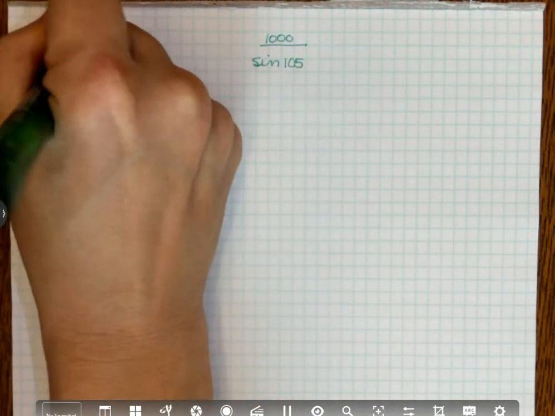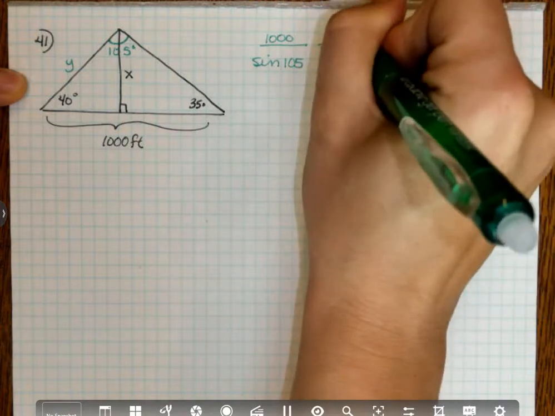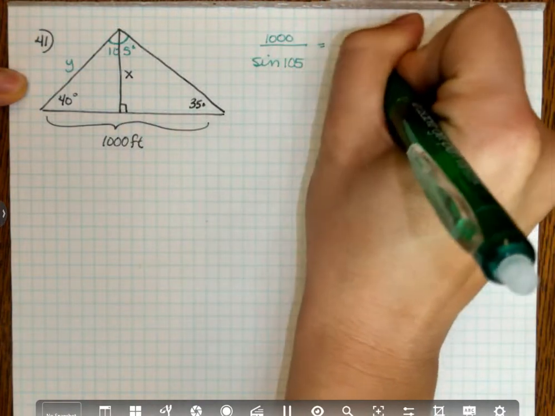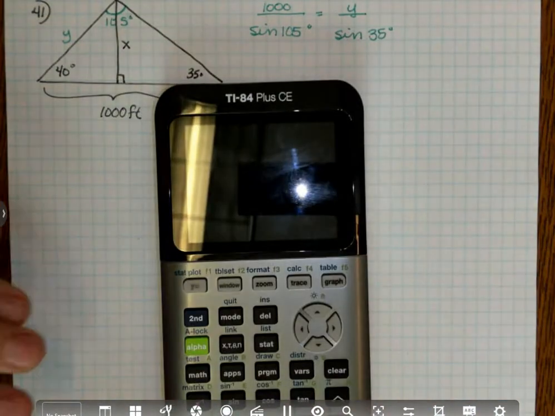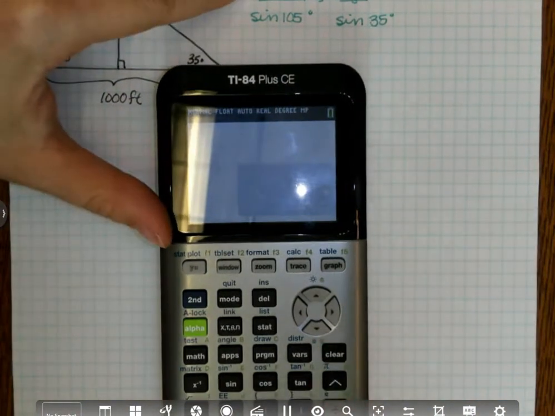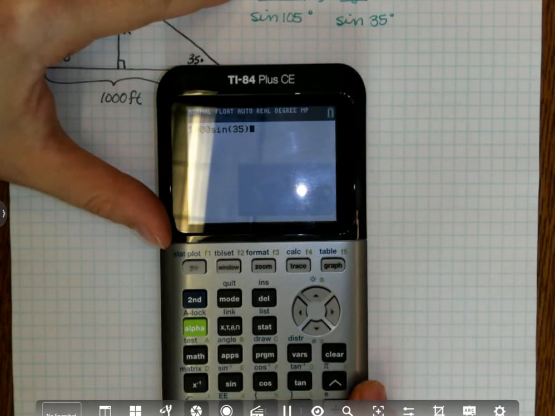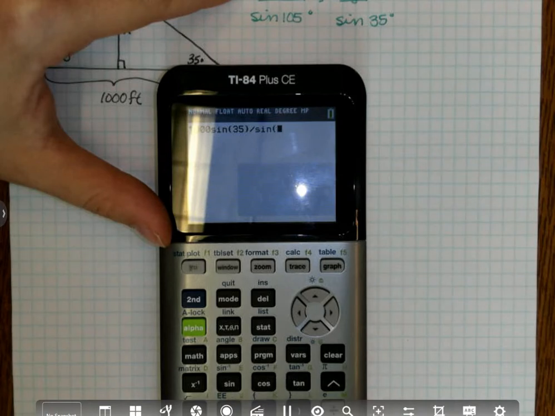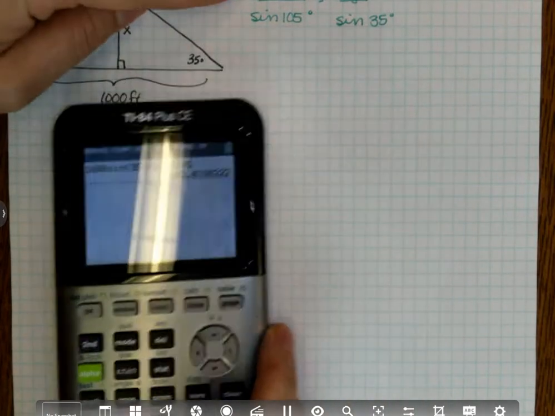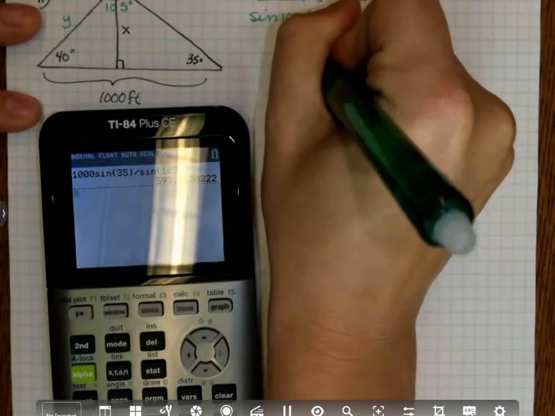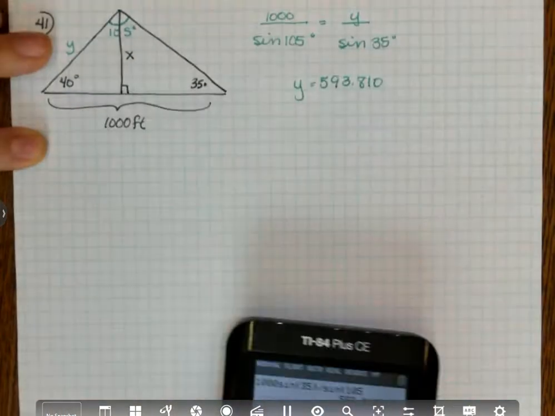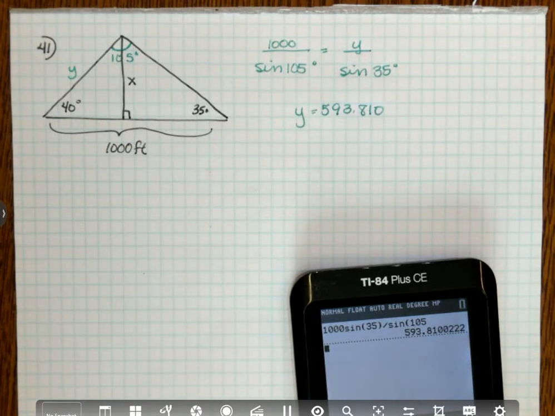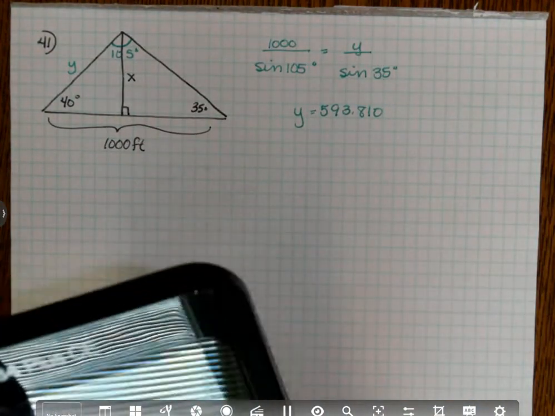Okay. So I'm going to call that y. So I'm going to do y over the sine of 35. And then it's just a matter of grabbing your calculator. So I would do 1,000 times the sine of 35. Make sure you close those parentheses. Divided by the sine of 105. And so I get that y piece is 593.810. And again, we are only rounding to write it down. That whole number is staying in my calculator.